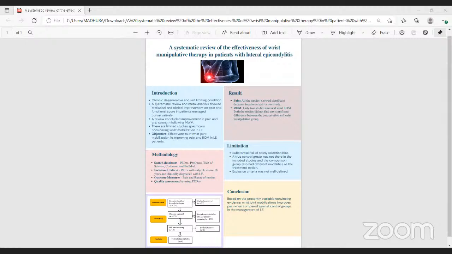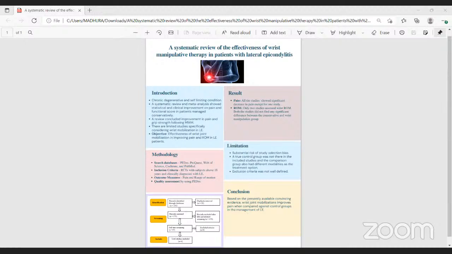Methodology. A literature search in the English language was carried out using databases like PEDro, ProQuest, Web of Science, Cochrane, and PubMed. Inclusion criteria were RCTs with subjects above 18 years and clinically diagnosed with lateral epicondylitis. Outcome measures considered were pain and range of motion. Quality assessment was done using the PEDro scale.